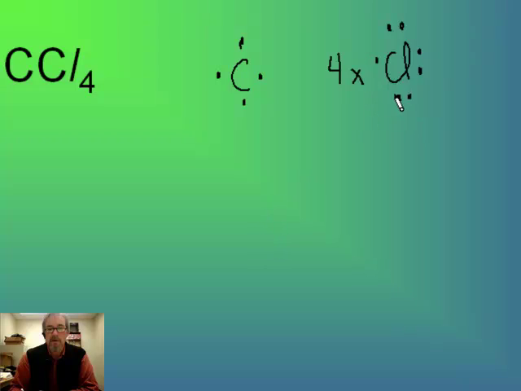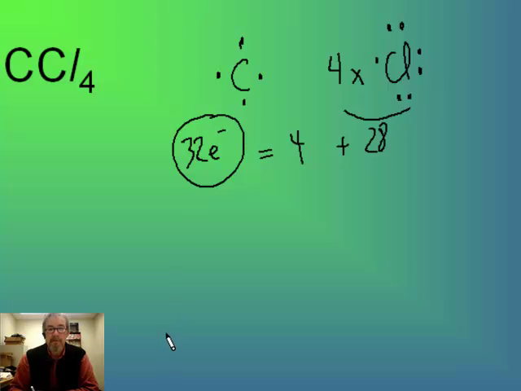So chlorine's got 7 dots. 4 times 7 is 28, so there are 28 electrons there. Plus, carbon gives me 4 more electrons, so the total is going to be 32 electrons in my structure. Next, I make a skeleton.